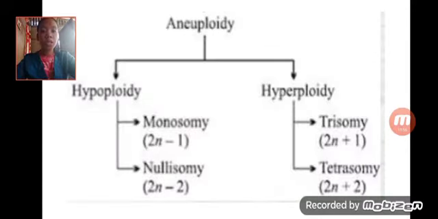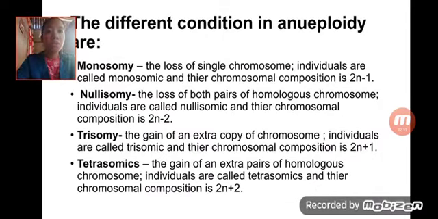Now, let's proceed to the types of aneuploidy. First is hypoploidy, which means the chromosome number decreases from the normal. Hyperploidy is when the chromosome number increases from the normal. So the different conditions in aneuploidy are monosomy, nullisomy, trisomy, and tetrasomy. Monosomy is the loss of a single chromosome. Individuals are called monosomic and their chromosomal composition is 2n-1.